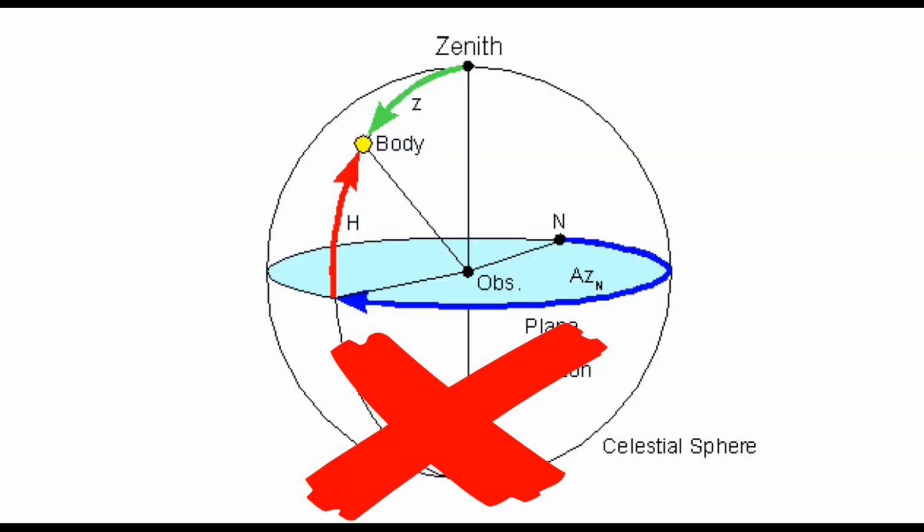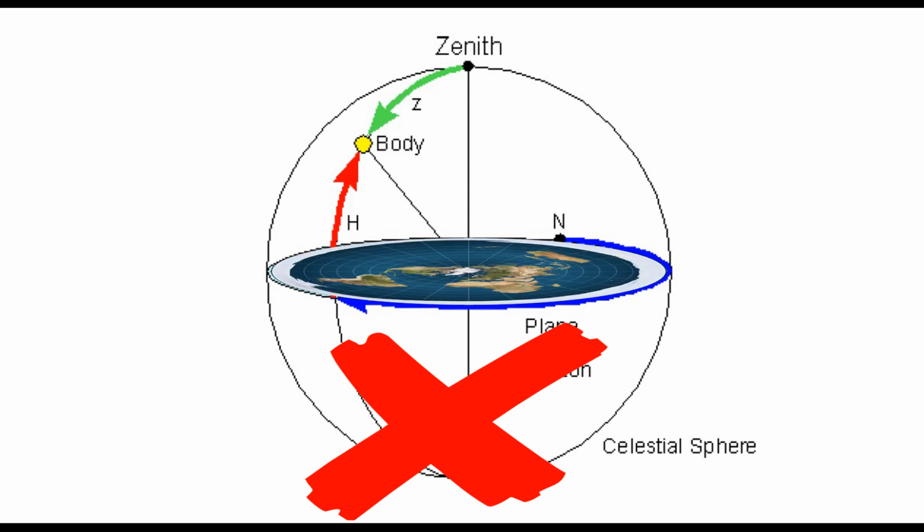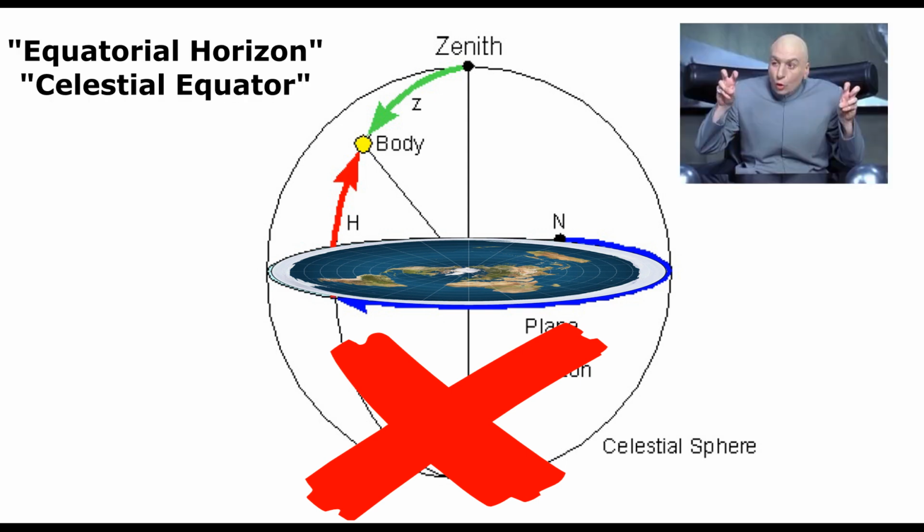Now the flat plane you always see in their celestial equator model, you can replace by a flat Earth map. There you have it. The true nature of our world. It is flat. They just don't like to admit it. They call it celestial equator or equatorial horizon.